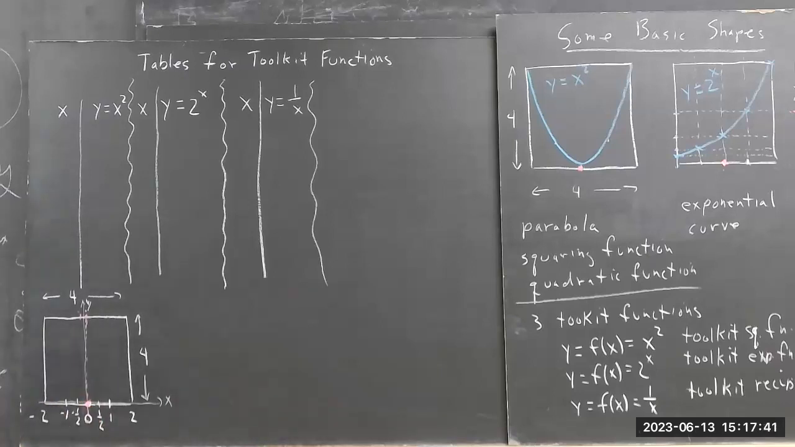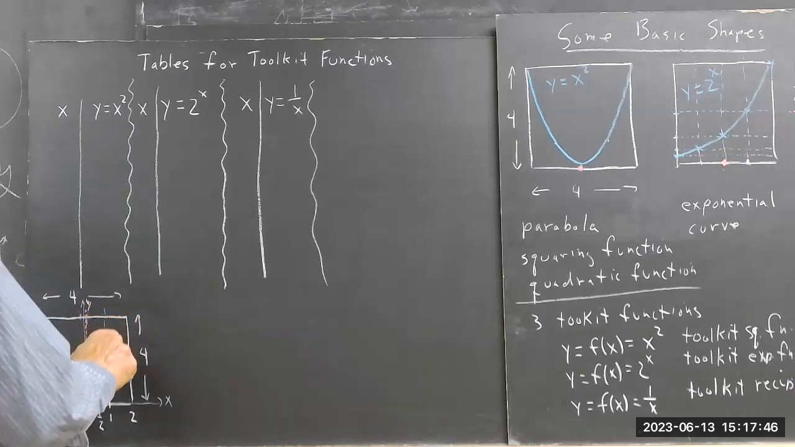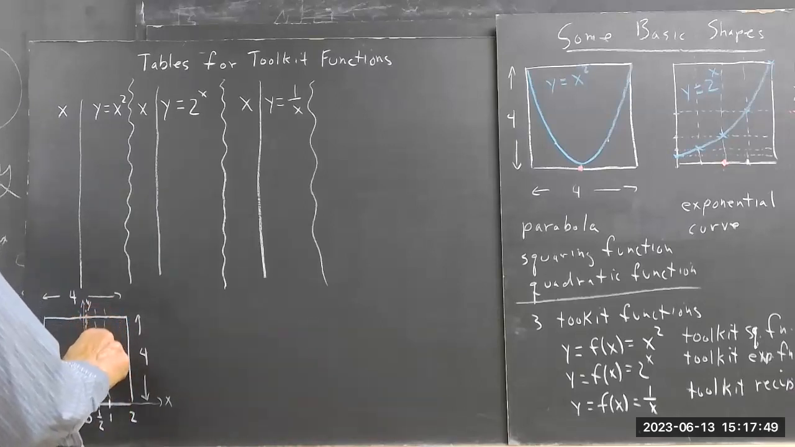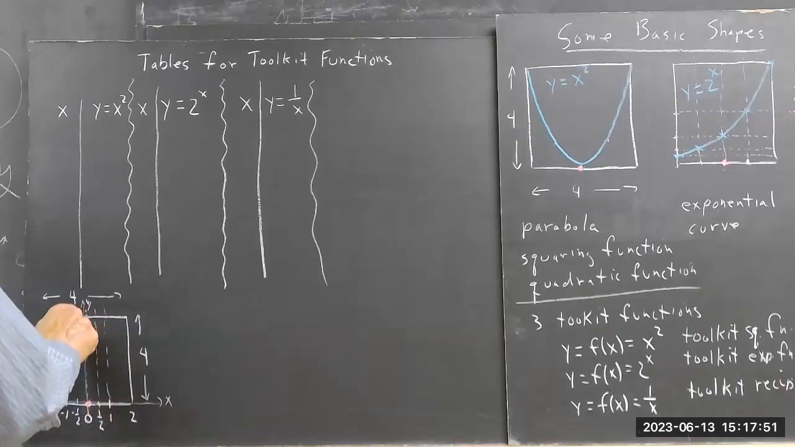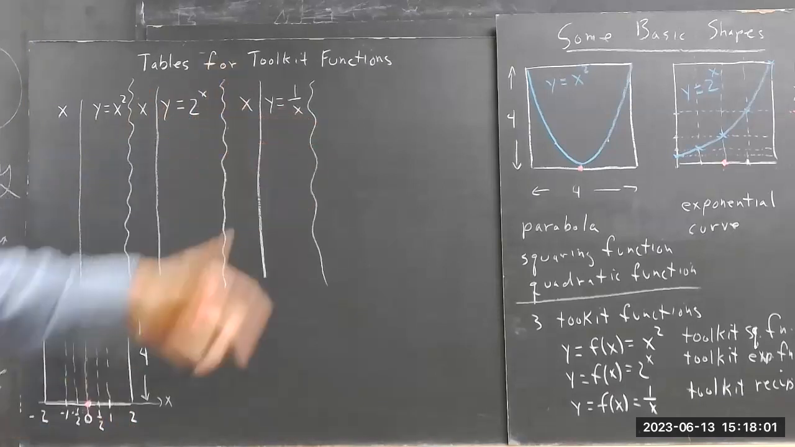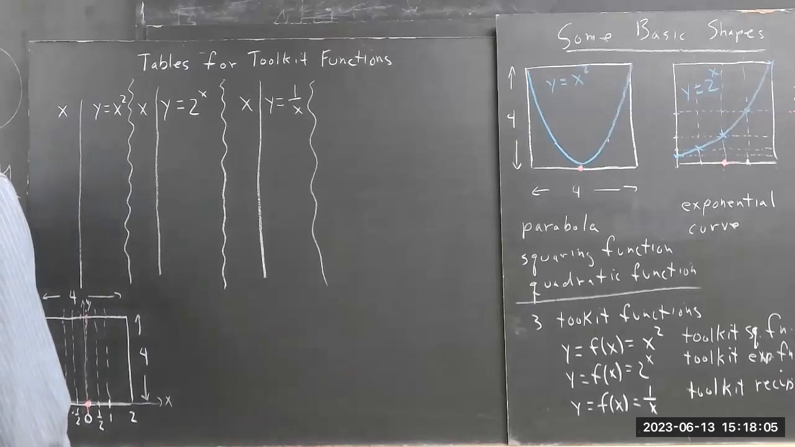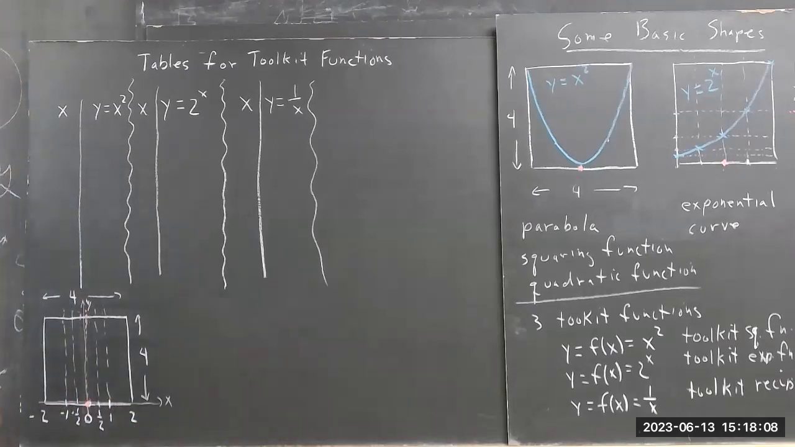Now, as before, I sketched vertical lines through the points here and here, through the X values that I've now marked. When I did it originally, I didn't mark any numbers. Okay, then I'm going to do a similar thing for my Y values. Okay, I'm going to cut the interval from here to here in half.